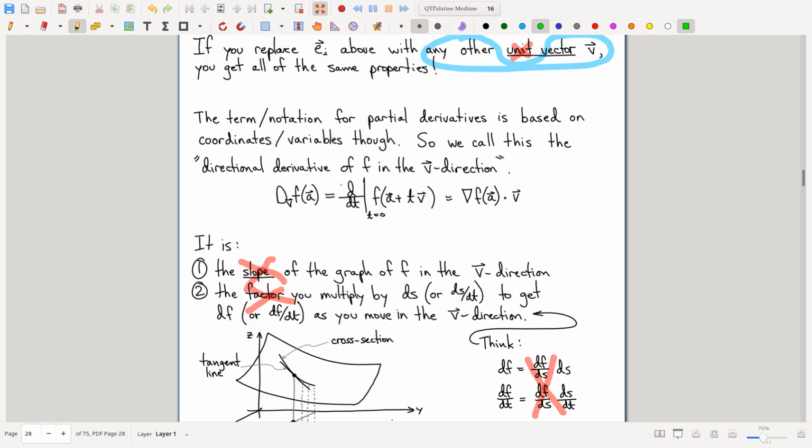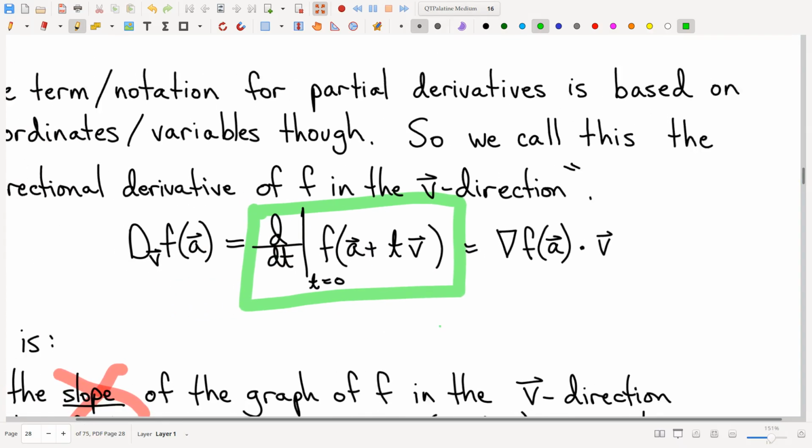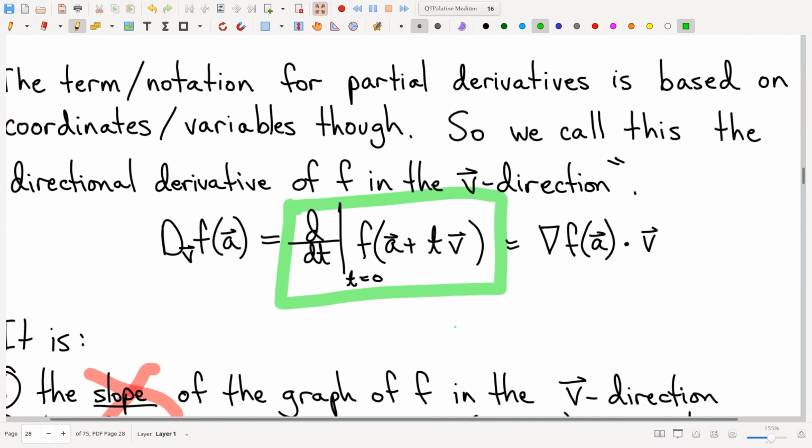I can still say that this thing right here, let me zoom in so we can focus on it. This thing right here: I'm at the point A. I'm moving with velocity v. I'm interested in the values of some function and I want to know how fast they're changing. That's still a very natural scenario to want to be interested in.